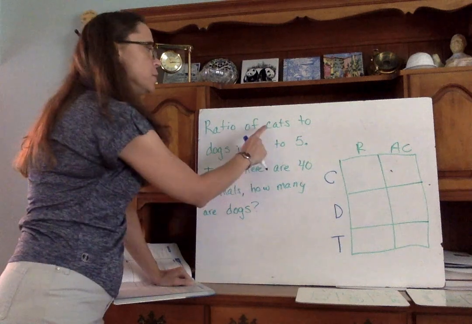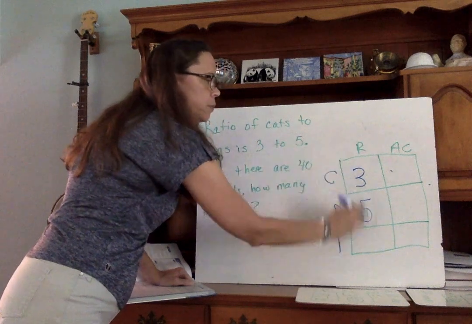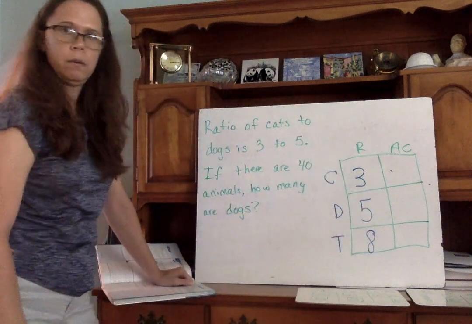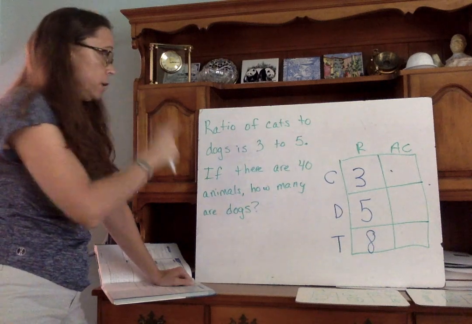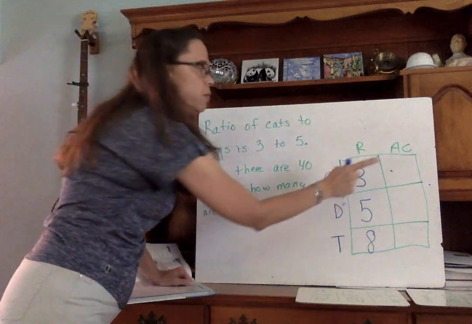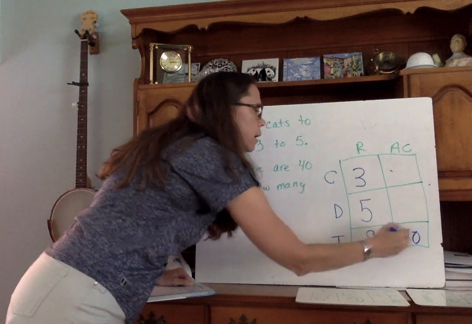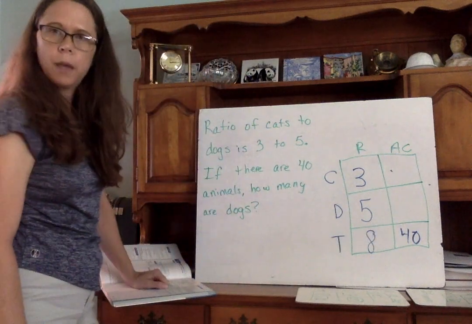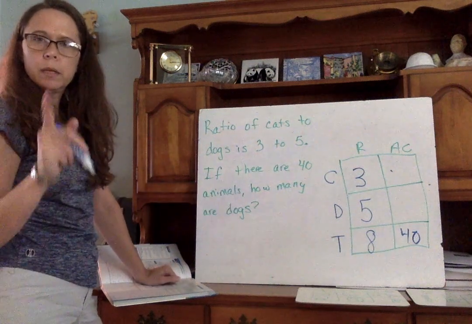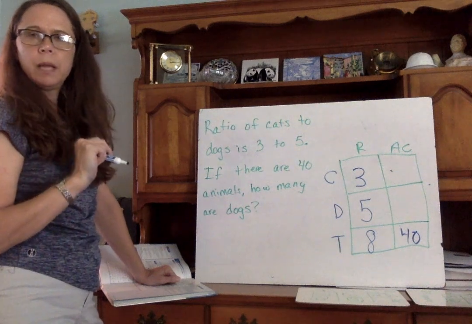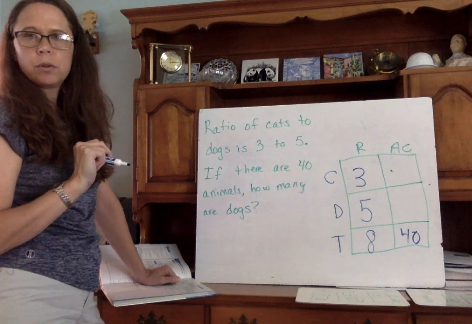It says the ratio of cats to dogs is 3 to 5. Cats, 3, dogs, 5. 3 plus 5 make 8 for the total on the ratio part. If there are 40 animals, it doesn't say 40 cats, it doesn't say 40 dogs, it says 40 animals. So that's the total of the animals. Now, the question says, how many are dogs? I want you to pause the video, circle the correct blank they want us to find, create your proportion, and find the answer to the question.